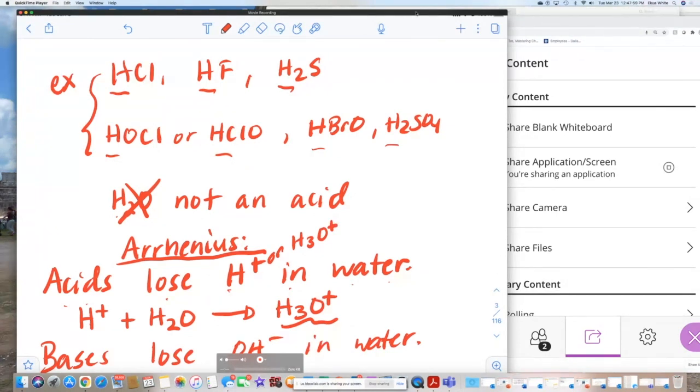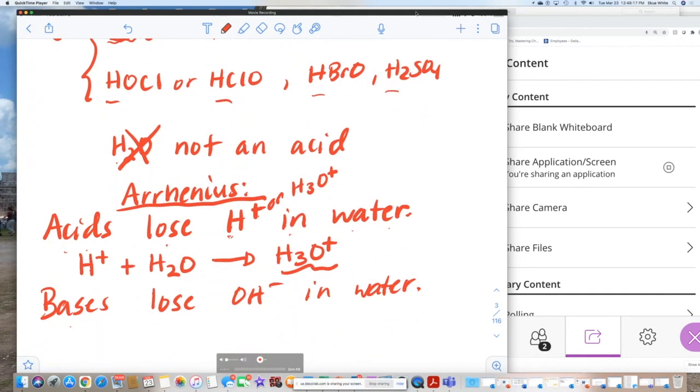Okay. As a student, it took me a while because I'm like, wait, how does something like this that doesn't have oxygen produce something that has oxygen? So it's a whole step. It makes the H plus. The H plus combines with one molecule of water to make H3O plus.